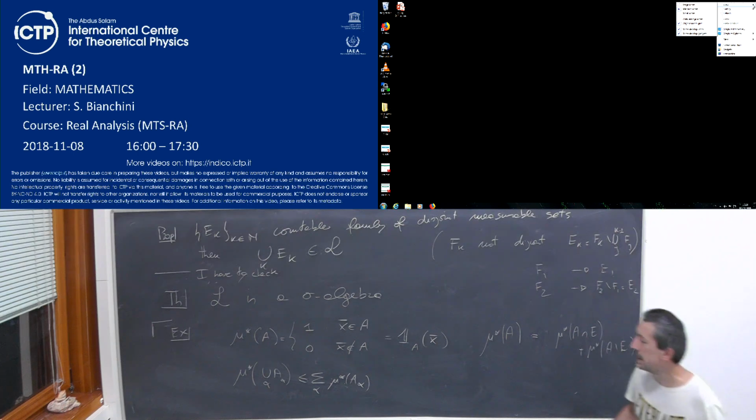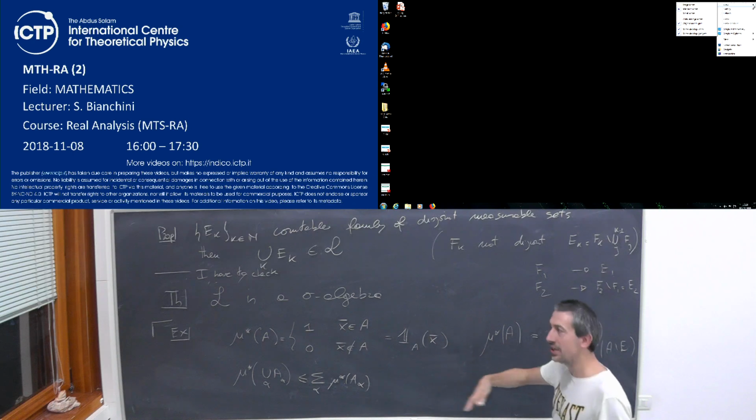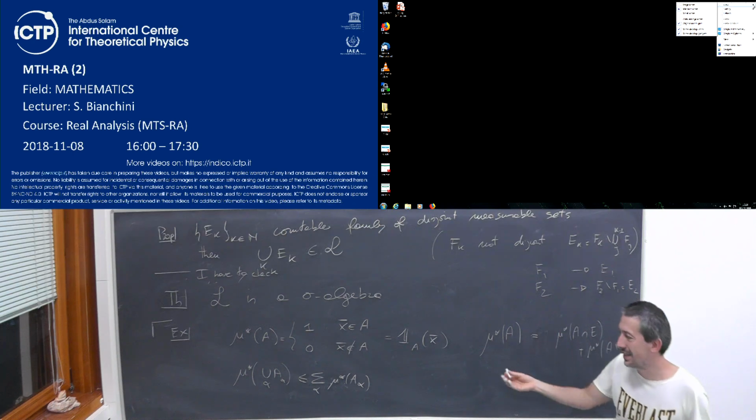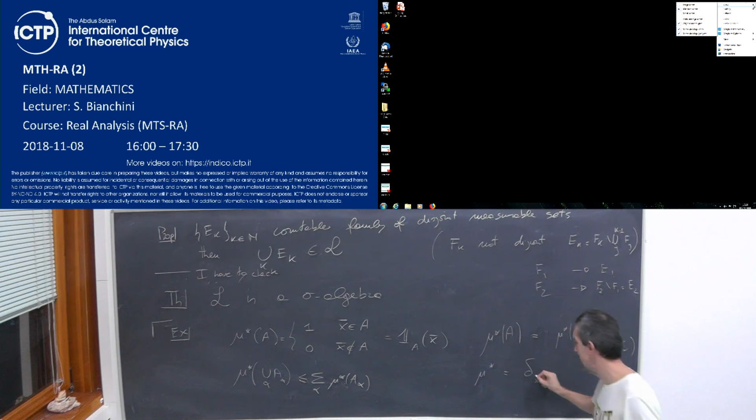So mu star is actually a measure on the power set. And actually it's the Dirac delta, no? This mu star is equal to the Dirac delta at x bar. Okay, you see, I found the sigma algebra. It's very easy. The whole power set is the sigma algebra of my measure.